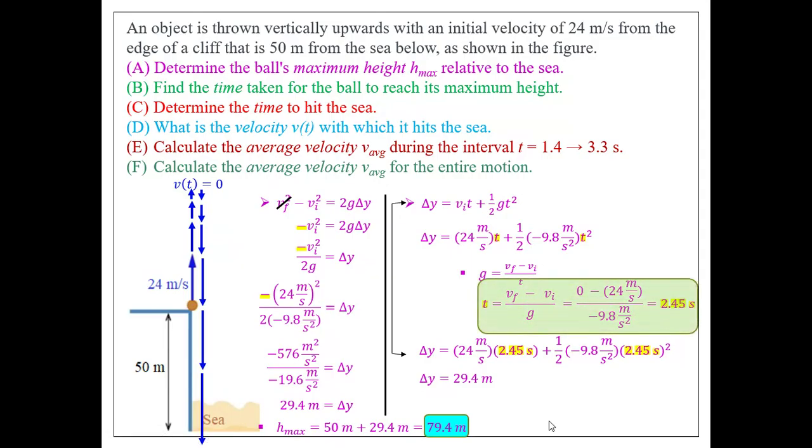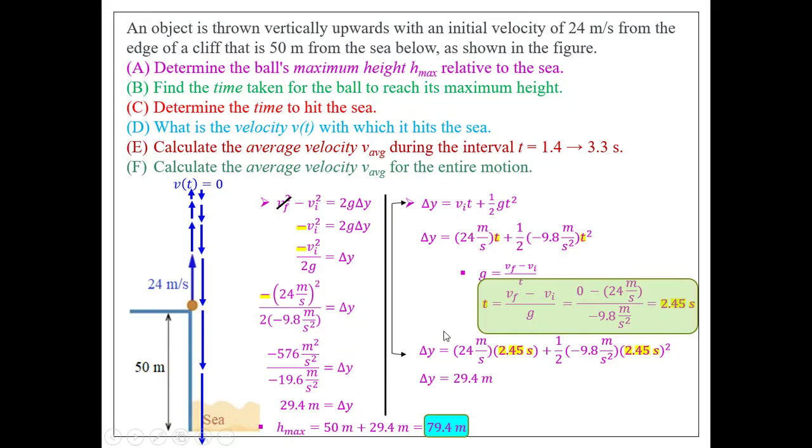Okay. Part B wants you to find the time that it takes the ball to reach maximum height. So by doing the second strategy, we actually already found the time to be 2.45 seconds. Usually, you can crack these parts out in one strategy. If you like, you can use a couple of different strategies, and by doing so, you sometimes find answers to other parts. So the answer to part B here is just 2.45 seconds.